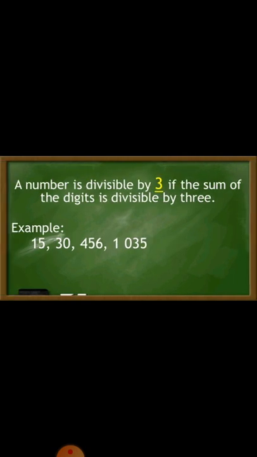A number is divisible by 3 if the sum of the digits is divisible by 3. For example, here we have some numbers: 15, 30, 456, 1035, 135. First we find the sum of all these digits. Then if their sum is divisible by 3, we can say that these numbers are divisible by 3. Next we discuss that a number is divisible by 9 if the sum of the digits is divisible by 9.